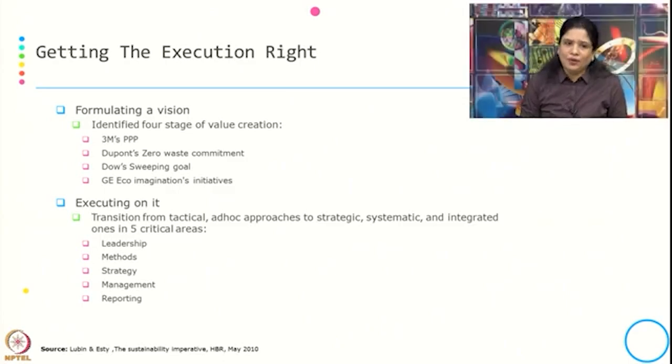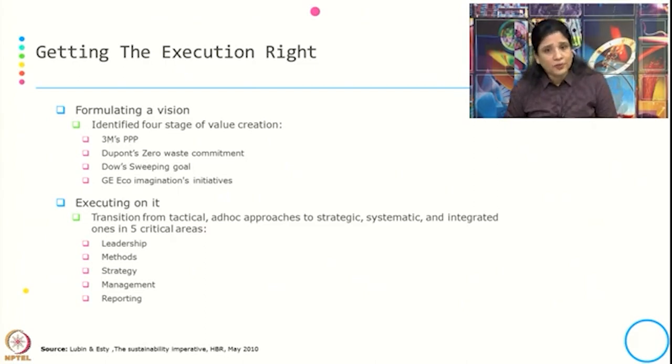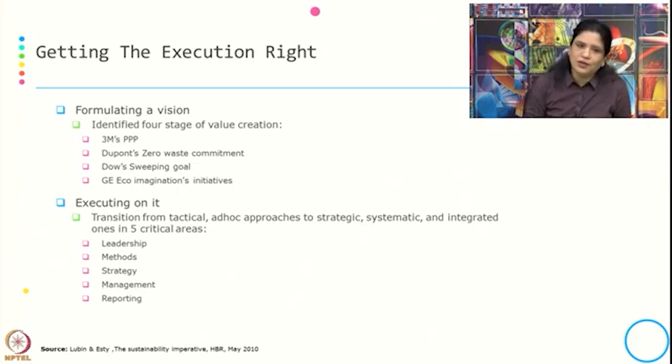For doing old things in the new way, they have given the example of 3M's Pollution Prevention Pays. For the second, doing new things in the new way, that is DuPont's zero waste commitment. For transforming the core business, they have given the example of Dow's sweeping goals on sustainability. And for the fourth, creating differentiation in the model, they have given the example of GE's Ecomagination initiative, which is quite popular, and has also evolved over a period of time as a successful differentiated product.